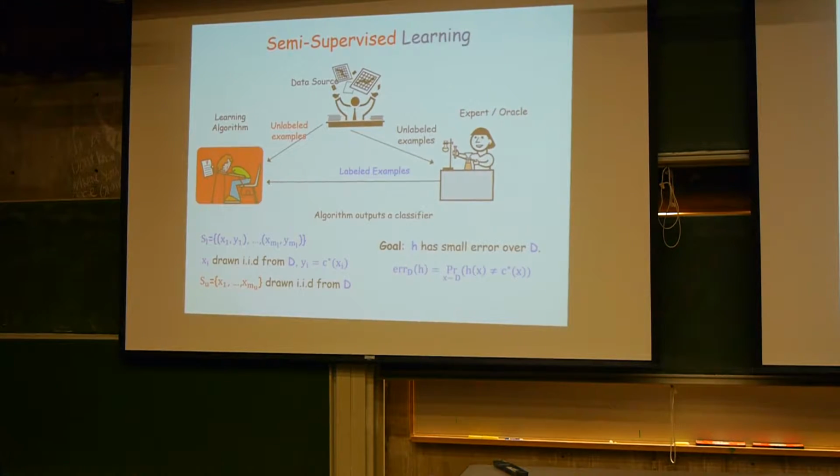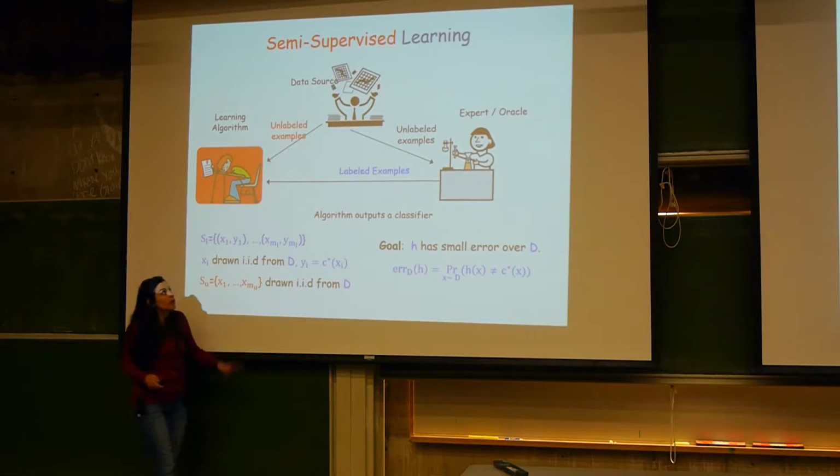Okay, and the goal is the same as before, to find the classifier that has small error rate. Right? So you want to find the classifier that has a small error rate with respect to points that come from the same underlying source. But the question is, can you use unlabeled data? Can you leverage unlabeled data somehow in order to achieve your goal and do better than if you only looked at the labels? Okay, so that's semi-supervised learning.